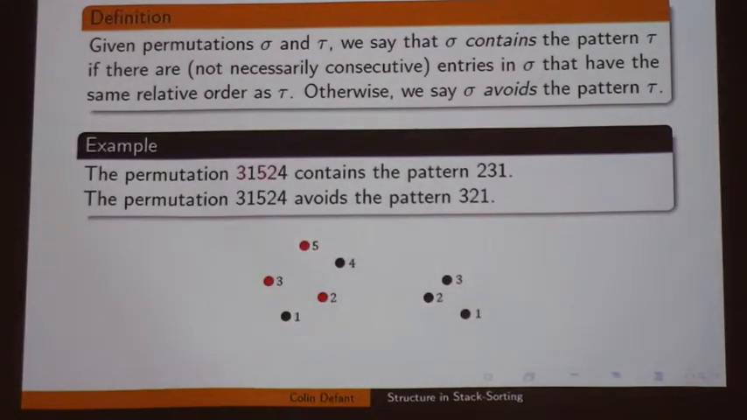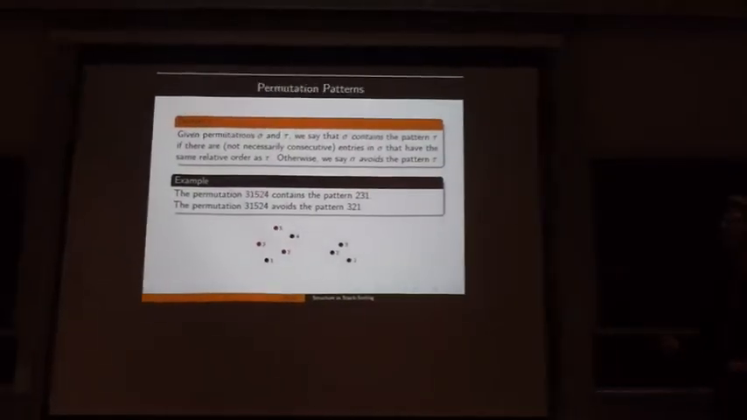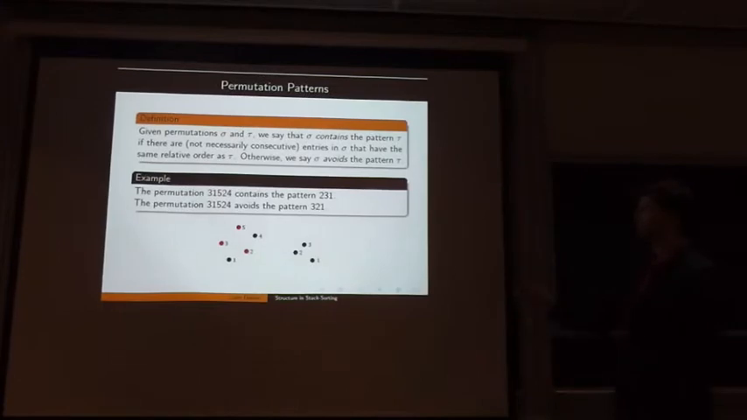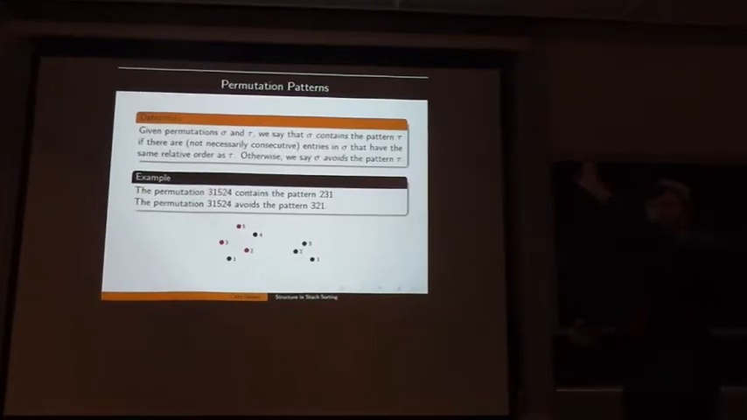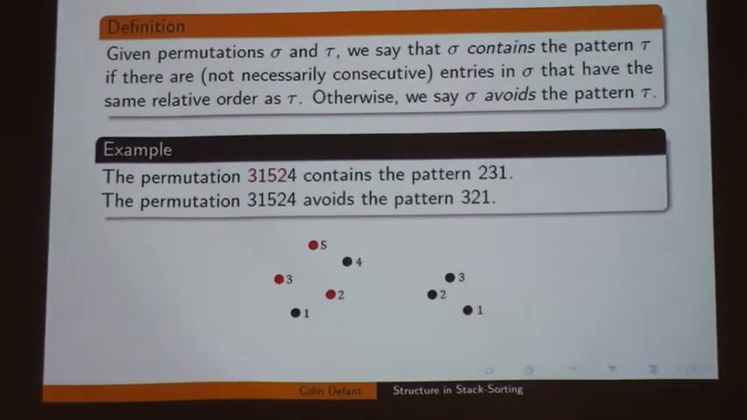So an example here would be we could look at the permutation 31524 and see that this contains the pattern 231, because if we look at these entries 3, 5, and 2, then their plot sort of has the same shape as 231. You can see sort of 352 has the same shape as 231, and that's why we say that this permutation contains the pattern 231. On the other hand, you can check that this permutation 31524 does not have a decreasing subsequence of length 3, and we could express that by saying it does not contain the pattern 321, and so we'll say that it avoids the pattern 321.